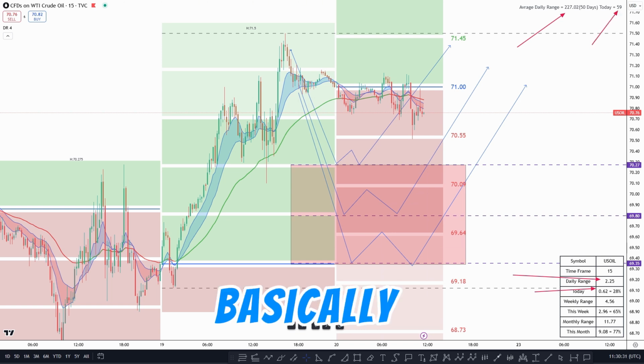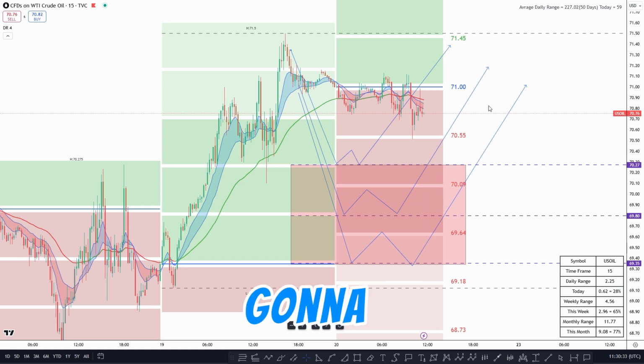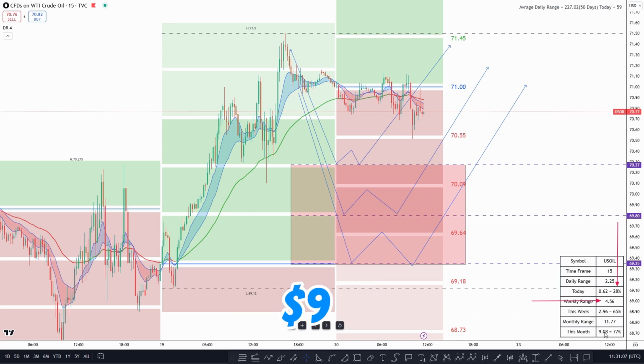So basically the oil is most likely going to move more today. It didn't make the daily move yet. Today it moved only 28% of the average daily move, so it still has more room to go. Weekly range, it moves around $4.56. This week it moved only around 3, so this week is still below the average. Monthly range, it moved around $11. This month it moved around $9, 77% of the range, which is okay.